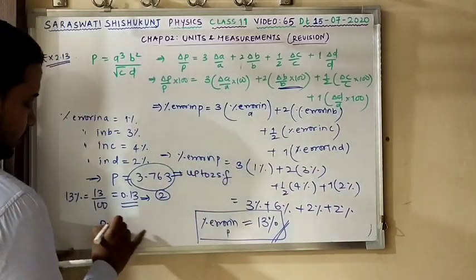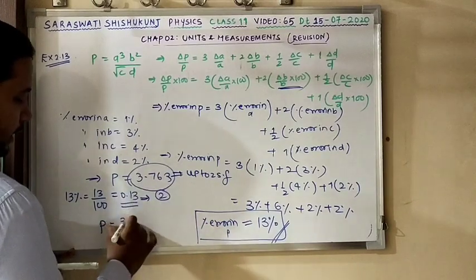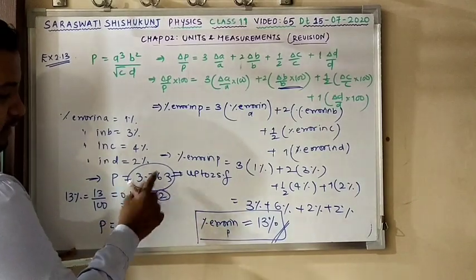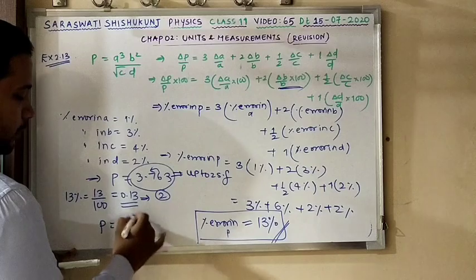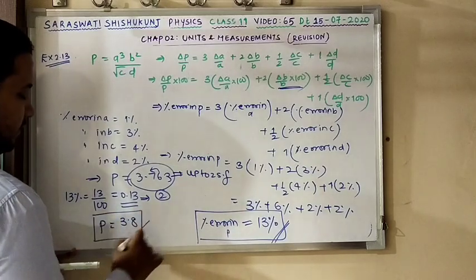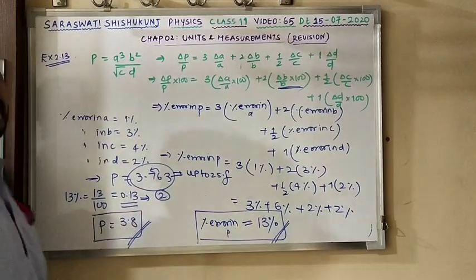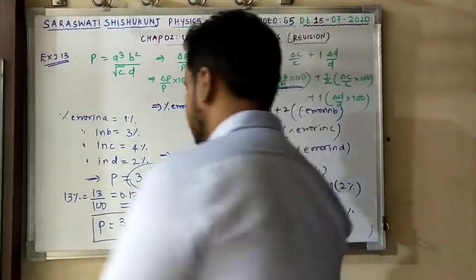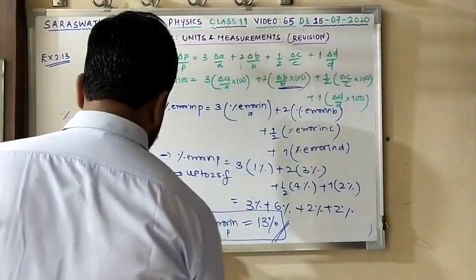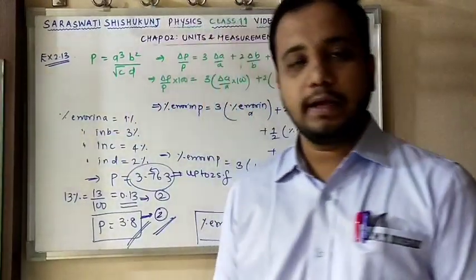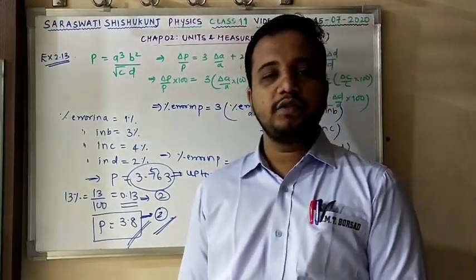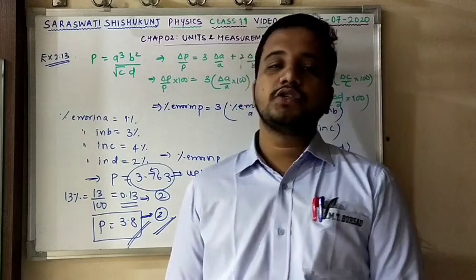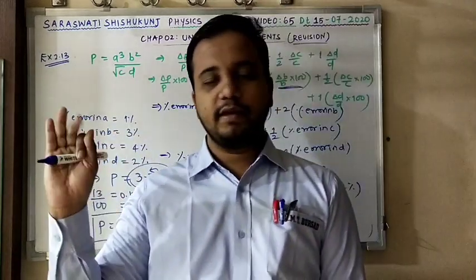So I can get my value P equal to 3 point. Now the second digit is 7, but here 6 is more than 5, so I need to add 1 to the previous digit. So my answer is 3.8. Again, how many significant digits over here? 2. So I have got my final answer, that is 3.8. Clear perfectly? Fine.